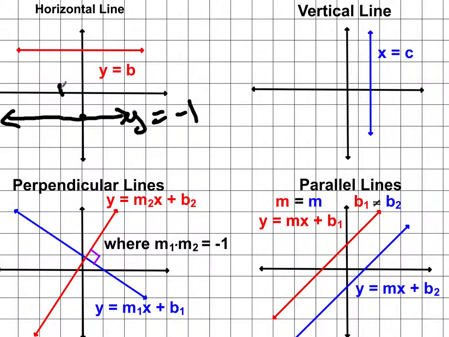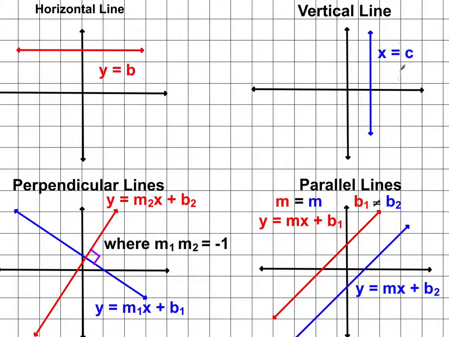If the x value is negative 1, y equals negative 1. If the x value is negative 2, y equals negative 1. So that's why you write it like this, y equals negative 1. There's no x in this equation of a line, because for all x values, y equals negative 1.